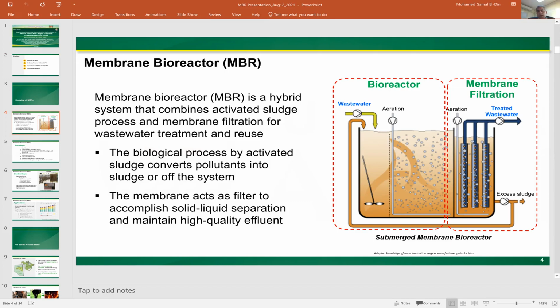So basically then the biological process, which is in this case activated sludge or IFAS, in my presentation will be activated sludge treatment or process, will convert the pollutants into a sludge or solids basically from that system, and the solids will be separated using the membrane technology or filtration. And this is basically what the membrane will do here to separate the liquid from the solids, and we end up with a very high quality effluent that could be disposed of or could be reused depending on the reuse applications.